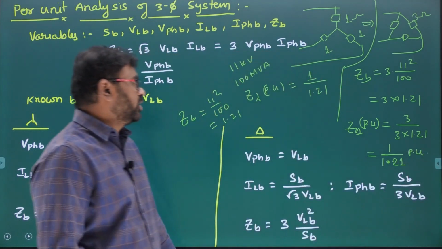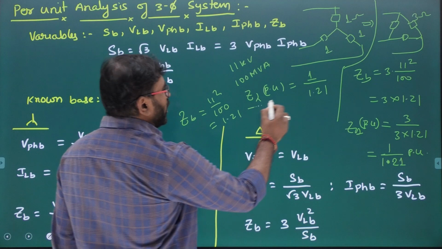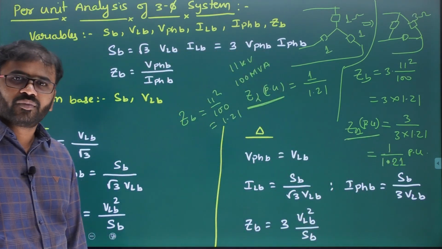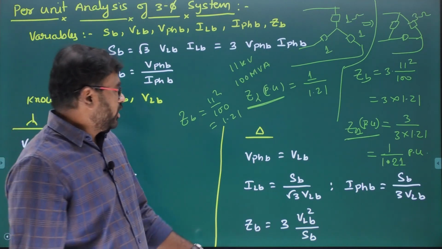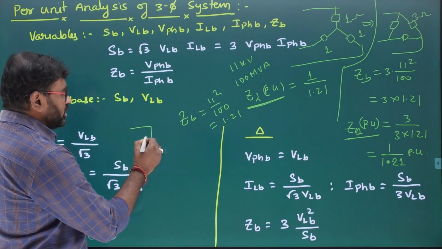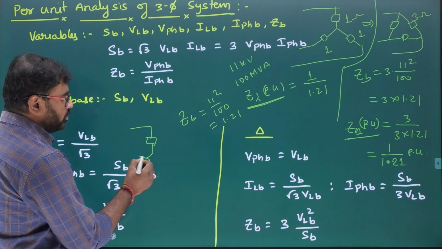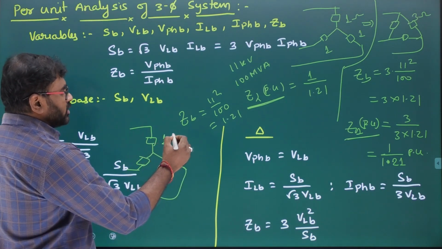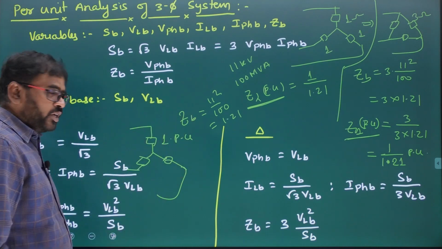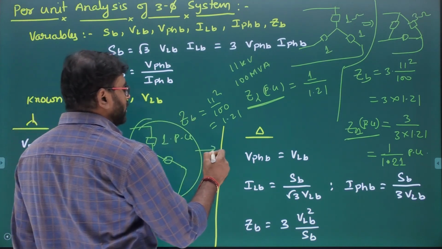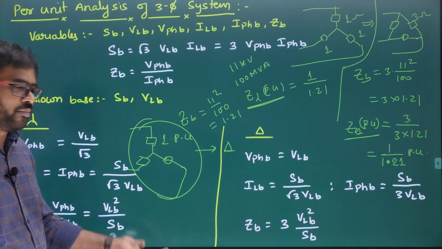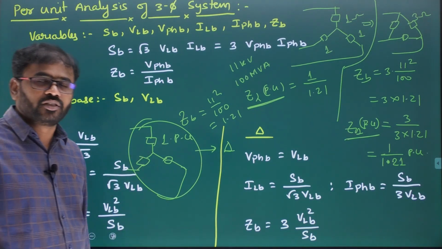per unit. So from this, what I can understand, Z star per unit and Z delta per unit are always same. Okay, so that means, if for example the question is given, there is a star connected load, the per unit impedance of the star connected load is 1 per unit. Now if this star connected load is converted to delta, what is the per unit impedance per phase? Same, 1 per unit only. Careful about this. This is very, very important.